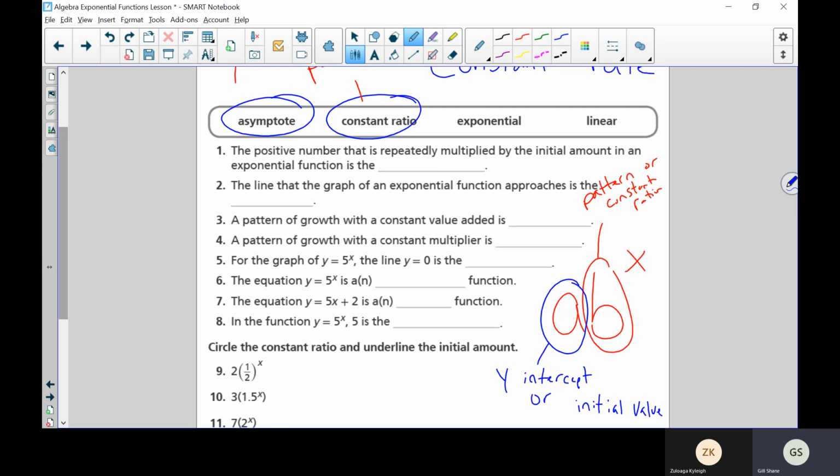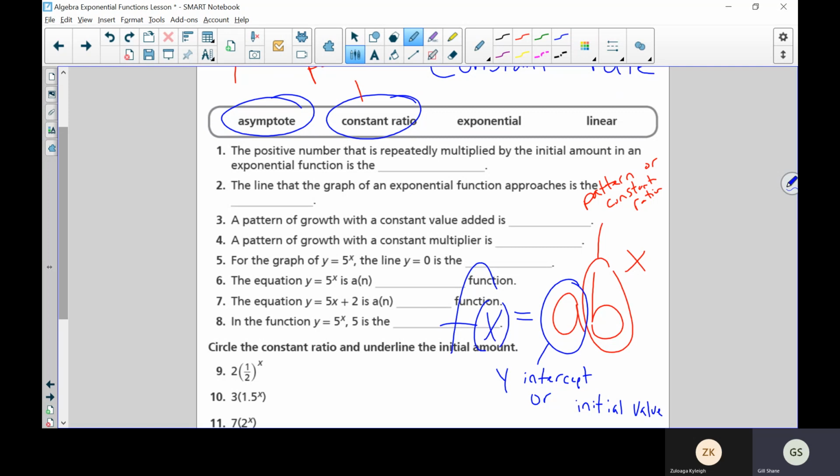So same formula we had before. F of x would be there, I guess. A is the y-intercept or the initial value. You'll hear it called both, I guess. B is the pattern or the constant ratio. So if you want to add that into any notes that you had.